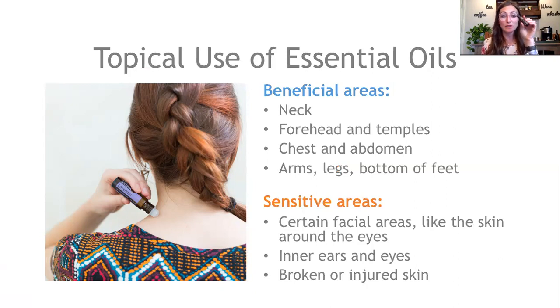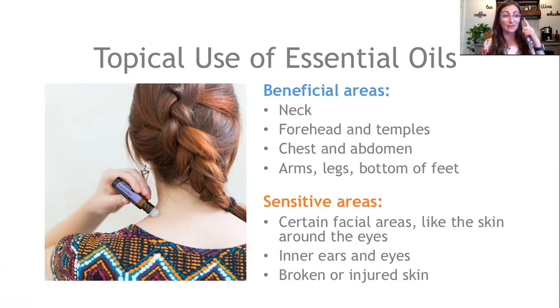You could do so by using just a roller bottle like she has in the image. She's applying it on the back of her neck. That's actually diluted lavender in a touch roller that doTERRA has already created. So great for sensitive skin or younger or older individuals. Perfect way to use essential oils. So always dilute if you're unsure.